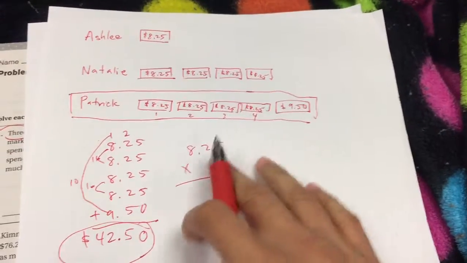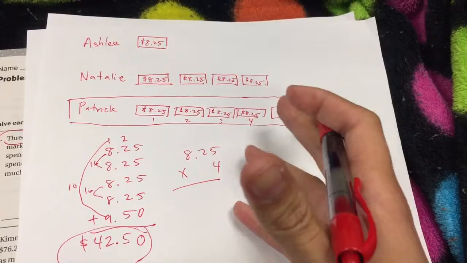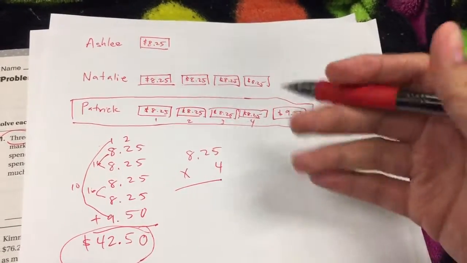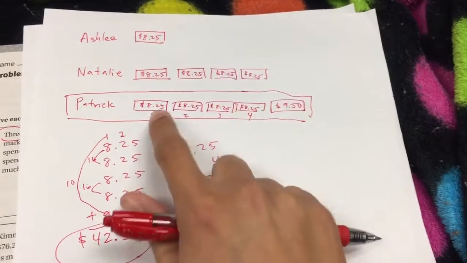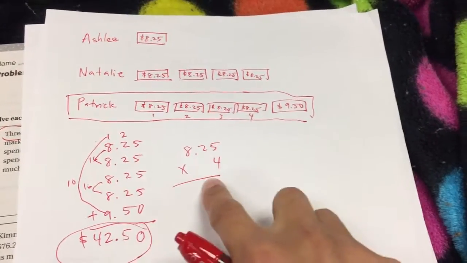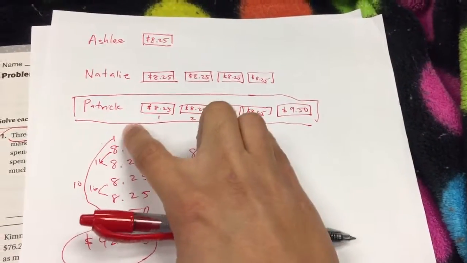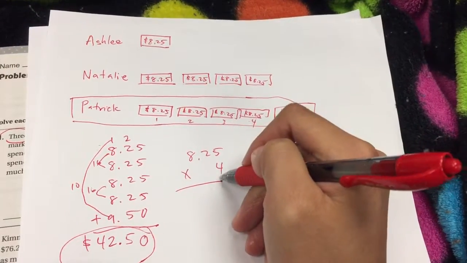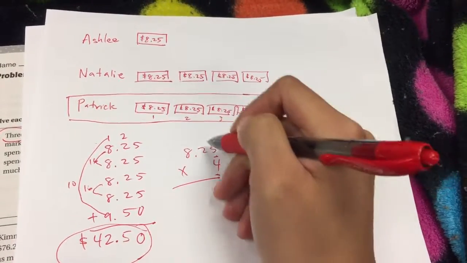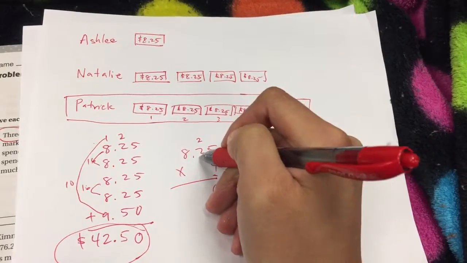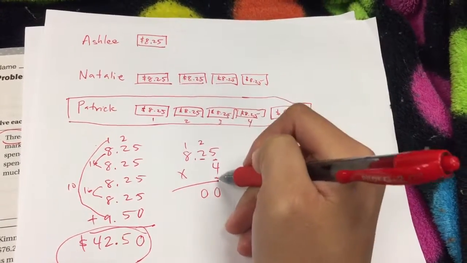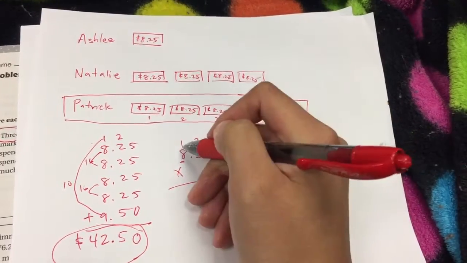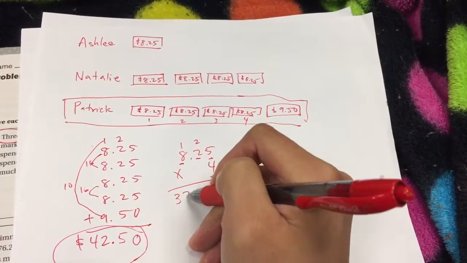And this is the technique that they want you to utilize more, because we're learning multiplication and we're in the multiplication unit. So I'd encourage you to do 825 times 4, and you'll find this chunk, which is Natalie's. 4 times 5 is 20. Regroup the 2. 4 times 2 is 8, plus 2 is 10. And 4 times 8 is 32, plus 1 is 33.